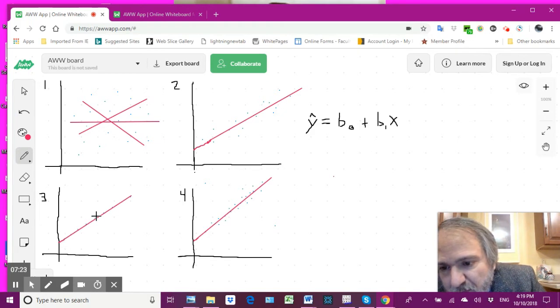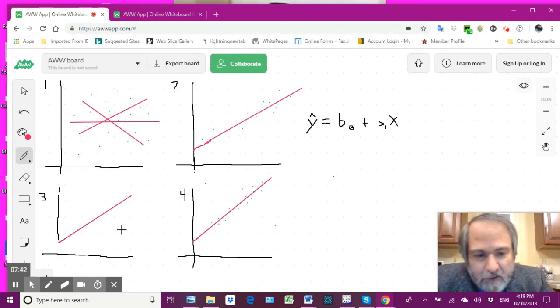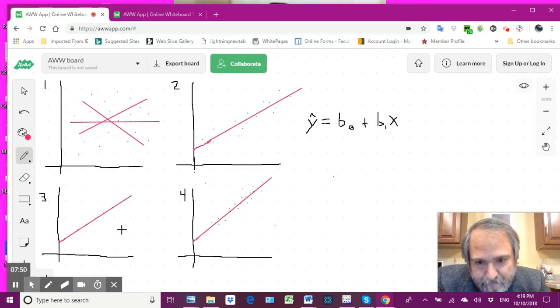Coming to graph number 3 here. I tried to draw this, but basically the idea was to have all the blue dots here fall precisely on the regression line. When you have a situation like this, R² equals 1. That means it's a perfect fit. All the data points lie exactly on the regression line.